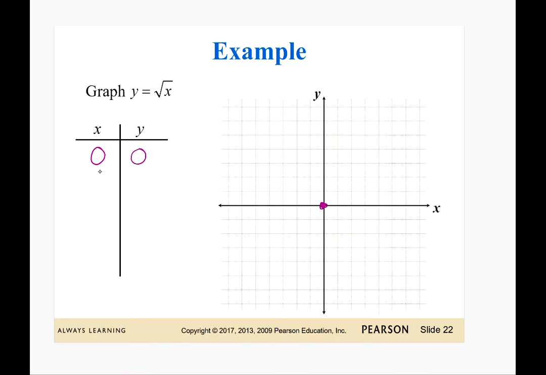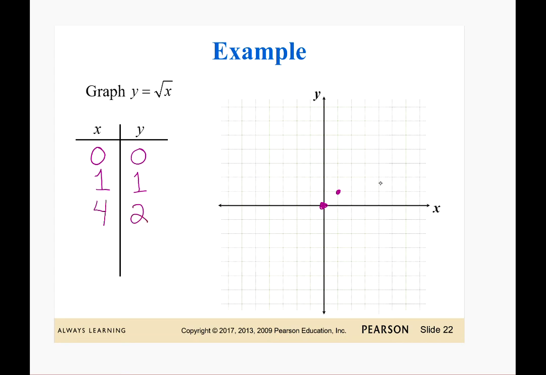Is 1 a perfect square? Definitely is. So I'm going to use 1. The square root of 1 is 1, right? 1 times 1 is 1. But 2 is not a perfect square. 3 is not a perfect square, so I should definitely go to 4. The square root of 4 is 2.